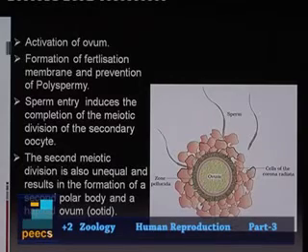Now, soon after the entry of the sperm cell, what happens? You know that the cell is actually in a secondary oocyte stage and the cell cycle is arrested in metaphase 2. Now after the sperm entry, there will be completion of the second meiotic division, and there will be release of a polar body. The second polar body will be released, and now the cell is getting transformed into an ovum.